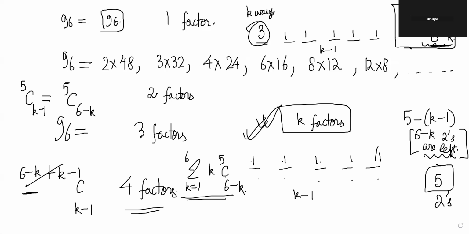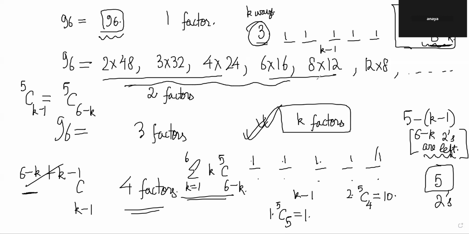So this is a direct calculation now. Let's put 1. You will get 1 into 5c5. Notice that the answer is 1, which makes sense because there is only one way to do 96. If you put 2, you get 2 into 5c4, and 5c4 is 5, so there is a total of 10. And you can see after this 5, after we have doubled them, 10 factors. Do you understand what I'm saying? Yes, I understand.